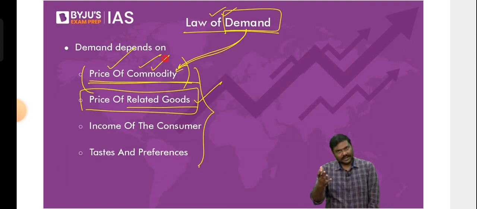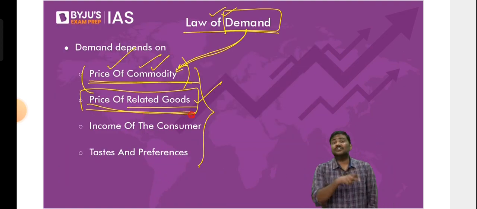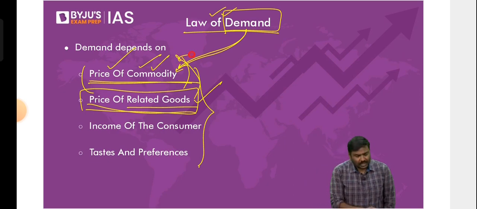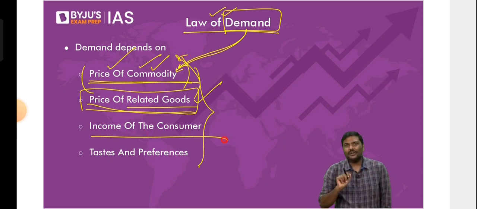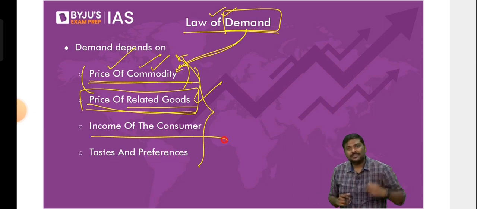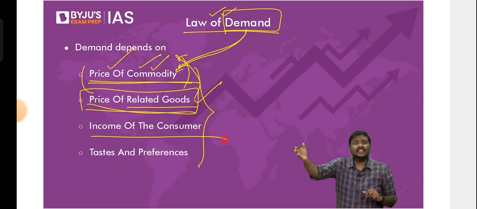So price of the commodity: when you want to purchase a commodity or product, price will have an impact. Second, price of the related goods will also have an impact on the demand in the market. We have established that. Third, income of the consumer. Will your income have an impact on what kind of goods you're going to demand in the market? If your income is 1 lakh rupees, you'll be demanding different types of goods. Your income is let's say 50,000, different types of goods. Your income is 10 lakh rupees, different types of goods.